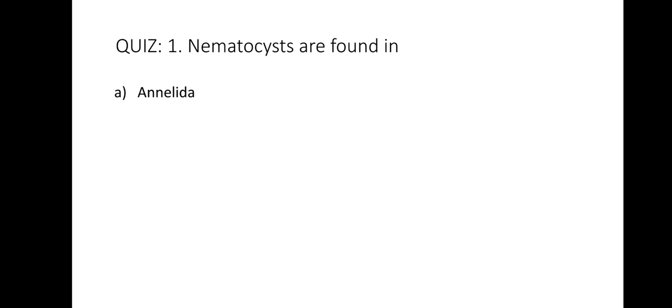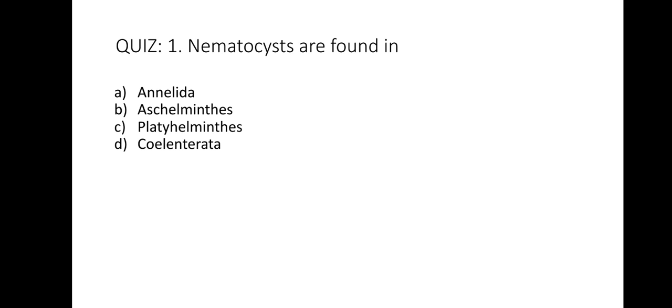So that's all for today's session. We will continue with the general features of Coelenterata in our next session. Let's see how much you have understood. My first question is, nematocysts are found in Annelida, Aschelminthes, Platyhelminthes or Coelenterata? I am sure this is a lollipop question and you have your answer.